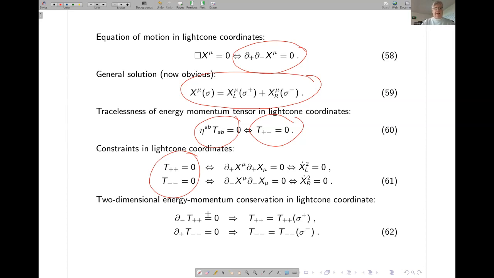And we can also rewrite energy momentum conservation, like so. And then we see T plus plus is independent of sigma minus, or T plus plus is just a function of sigma plus, and T minus minus is just a function of sigma minus. So as far as the propagation of stress energy on the worldsheet is concerned, the so-called left and right moving parts of the motion of the string are completely decoupled. And that's a very important property, because it tells us that our two-dimensional problem on the worldsheet often decouples into two one-dimensional problems in the light-cone coordinates.